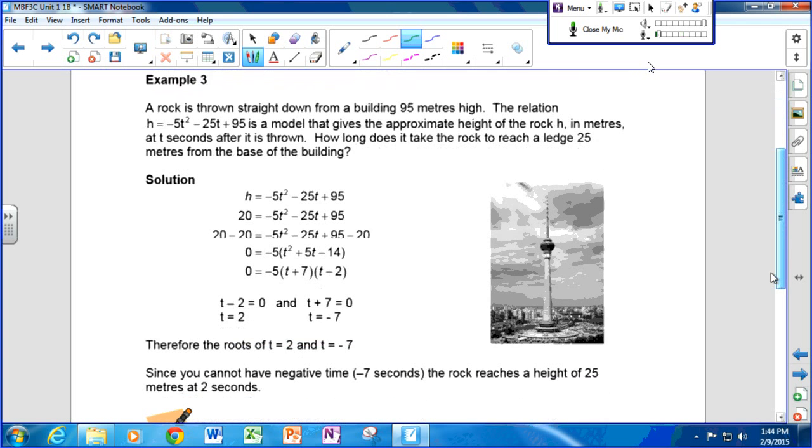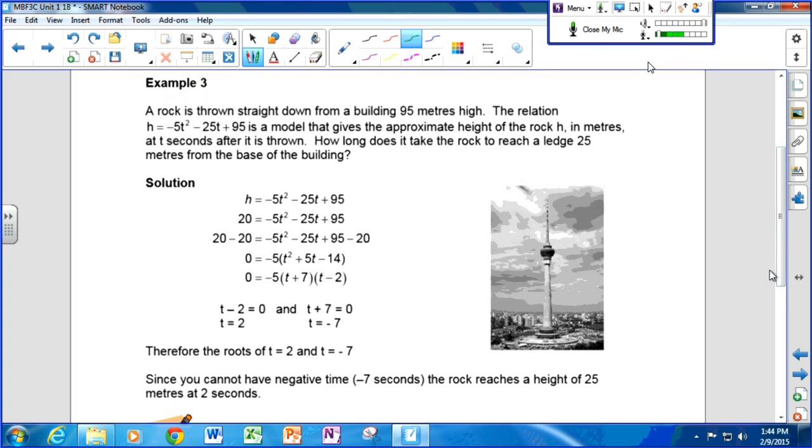So here's an example. Example 3. A rock is thrown straight down from a building 95 meters high. This is not the CN Tower. I think the CN Tower is a little higher than 95 meters. Maybe it is. But anyway, it's just a building. So let's see if we can figure this out. Somebody's up here, and he's got a rock, and he's going to throw it straight down, 95 meters.